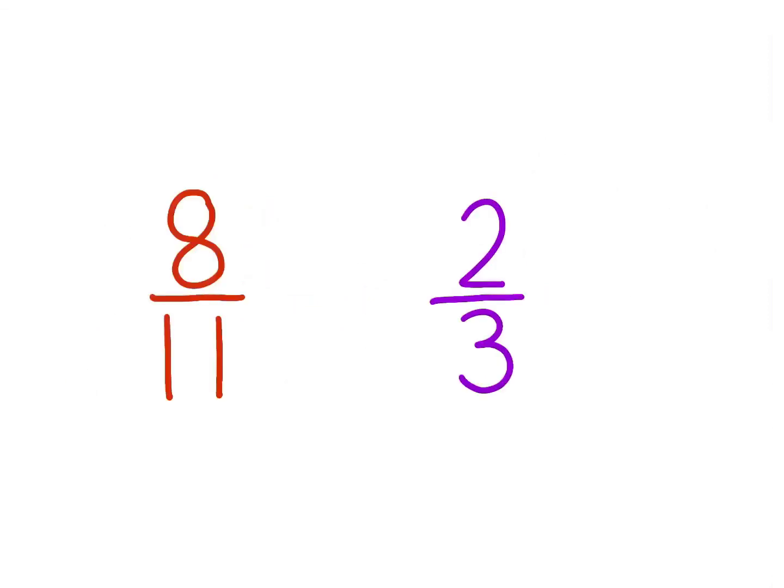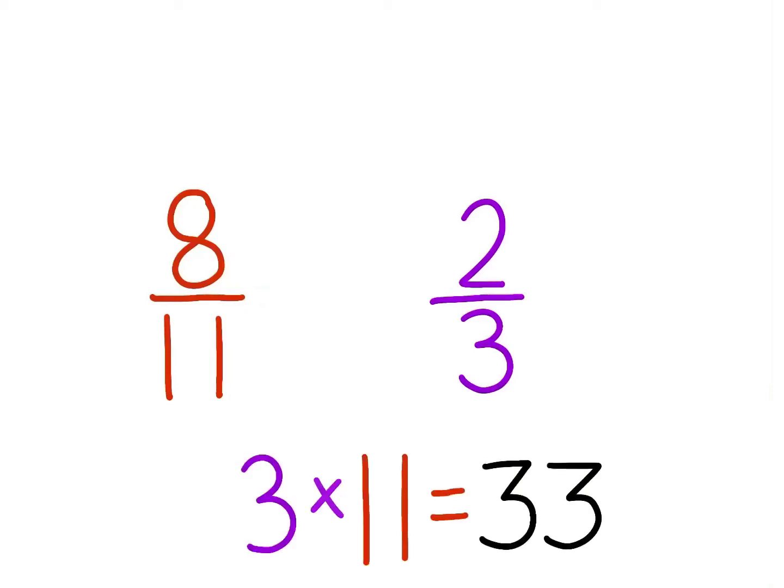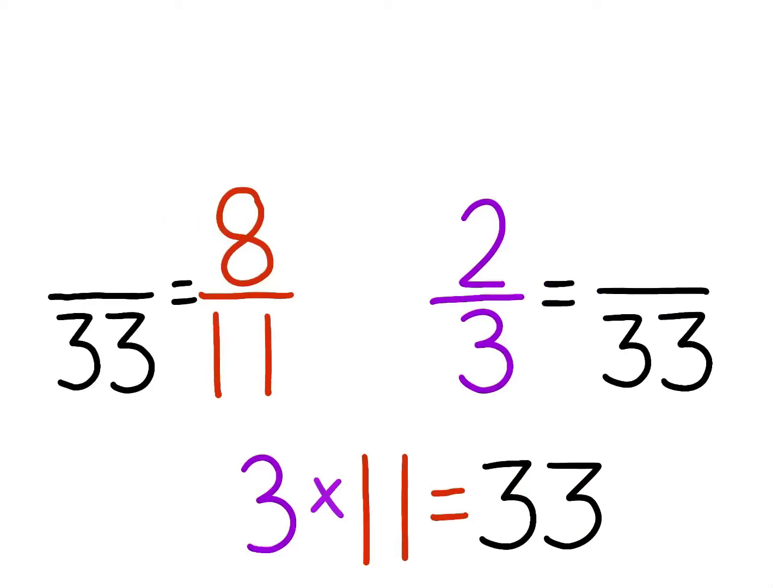Let's try one more. Compare 8/11 and 2/3. Again, our denominators are not the same. 8/11 has a denominator of 11, and 2/3 has a denominator of 3. Let's find a common multiple of 11 and 3. Multiply 3 times 11. The product is 33. Now that we have a common multiple, we can find equivalent fractions for 8/11 and 2/3 with our new denominator of 33.